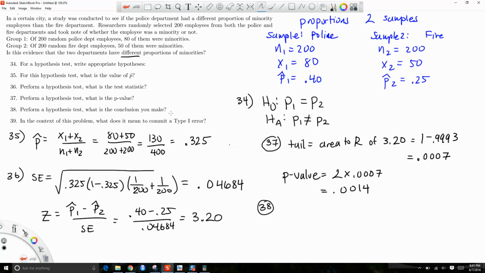Okay, what is the conclusion we make? Well, this is less than 5%, so we are going to reject the null hypothesis. Our p-value is less than 5%, which means we reject the null hypothesis. We have evidence that the proportion of minority employees is different.